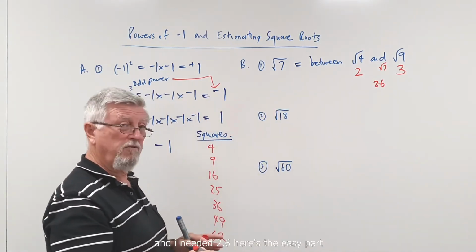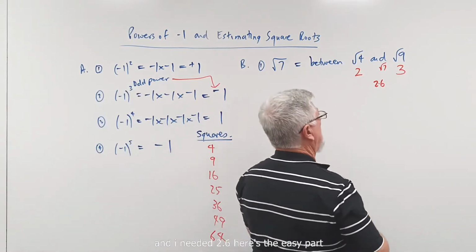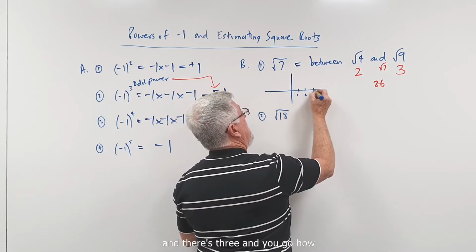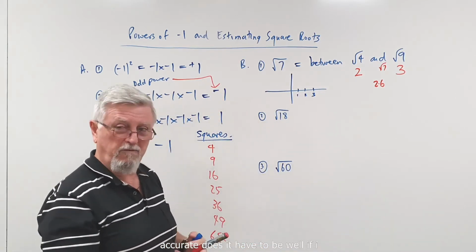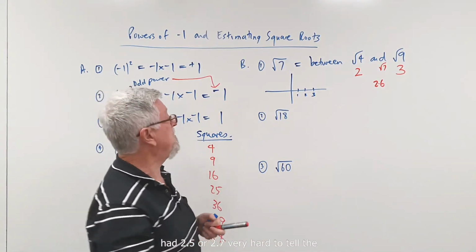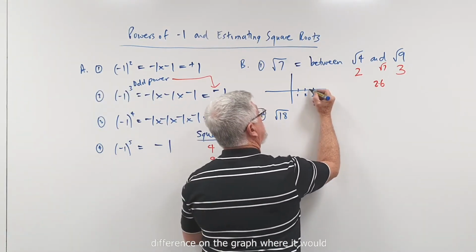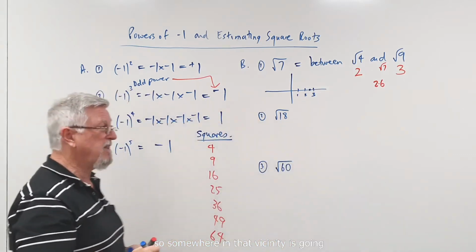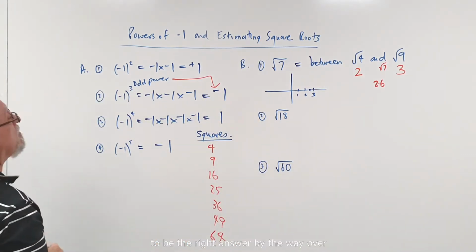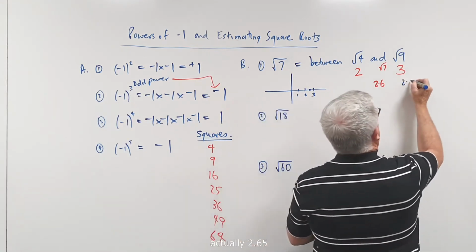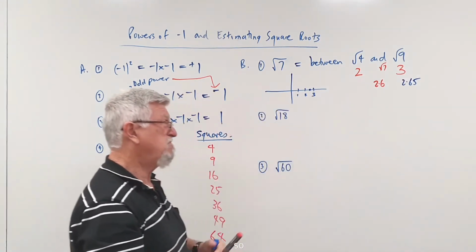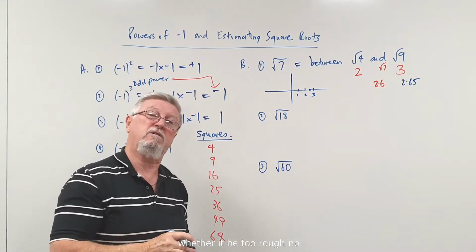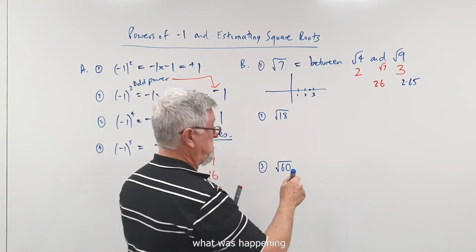So if I was drawing a graph and I needed 2.6, here's the easy part about drawing a graph at 2.6. If that was my graph there, you go 1, there's 2, and there's 3. And you go, how accurate does it have to be? What if I had 2.5 or 2.7? Very hard to tell the difference on the graph where it would be, whether it was there or there or there or there. So somewhere in that vicinity is going to be the right answer. By the way, over here I've got written down that it's actually 2.65. So just a rough estimate. If you said 2.5, would it be too rough? No. But you could be a bit careful and see what was happening.